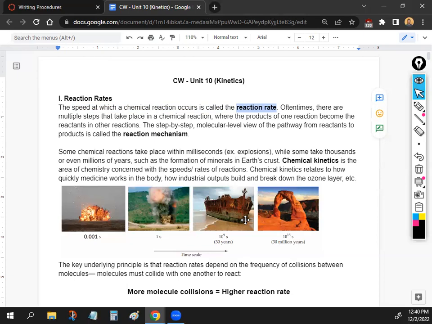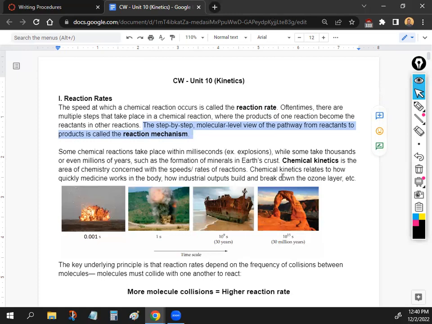So yeah, anyway. So what we'll be looking at in this unit is the step-by-step molecular level view of how reactants go to products, and that's called the reaction mechanism. So basically, how do the actual compounds, because we know how to do stoichiometry, right? We know that if we have hydrogen gas and oxygen gas, it can make water. But in this unit, we'll be talking about how they actually form water. So what they actually do.